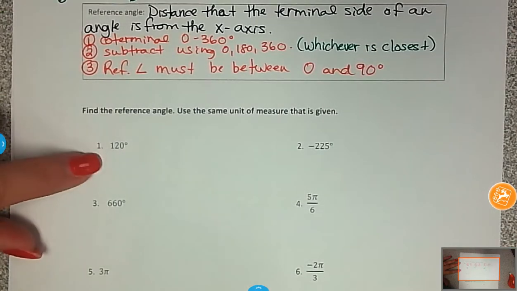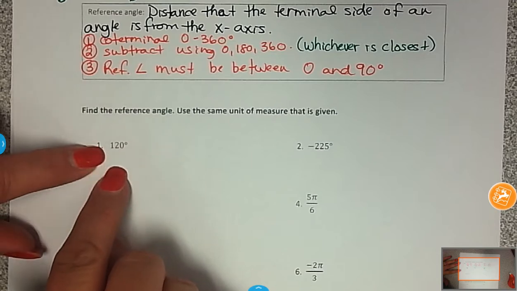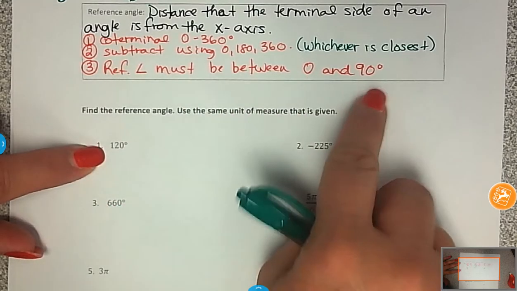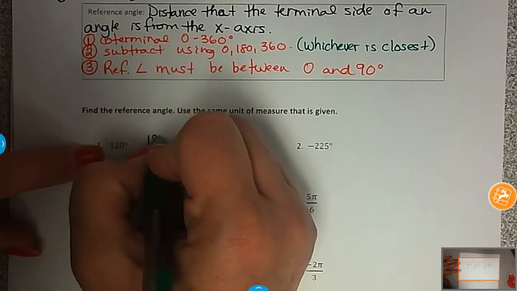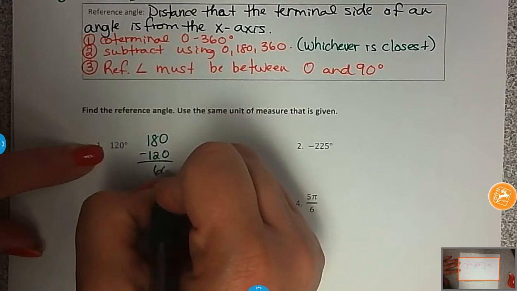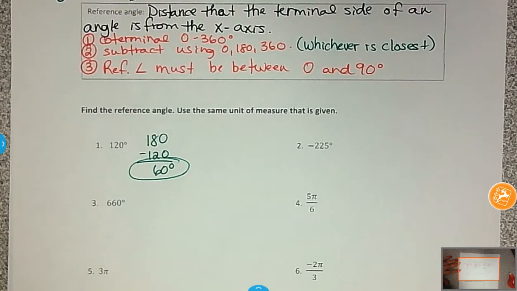Then I've got to figure out which way to subtract. If I do 120 minus 180, I get a negative number, and my reference angle has to be between 0 and 90. So I'm going to take 180 minus 120 and get 60 degrees. That is my reference angle.